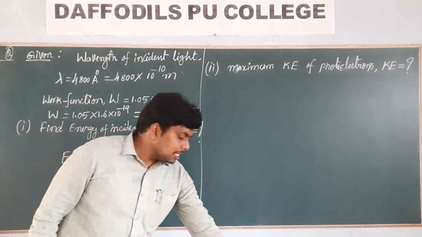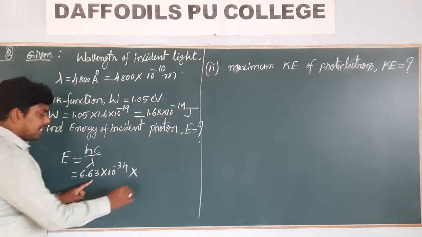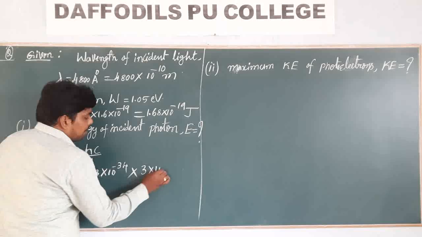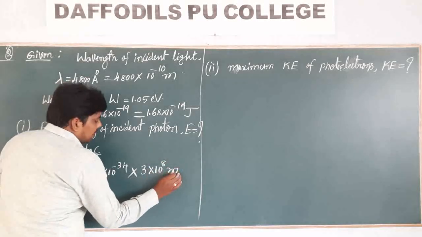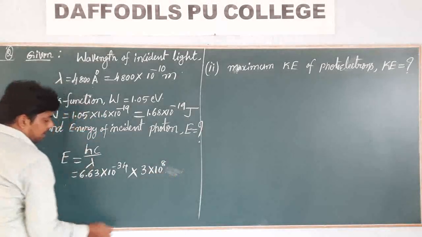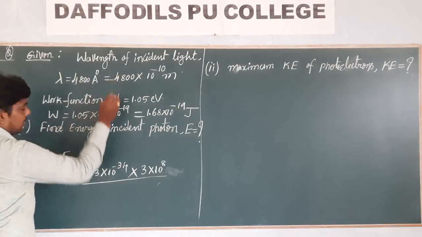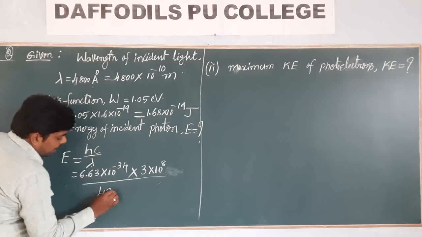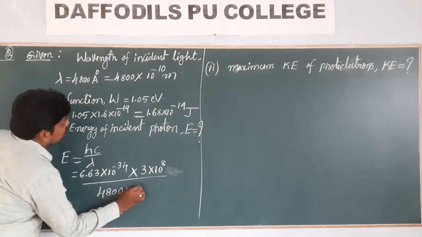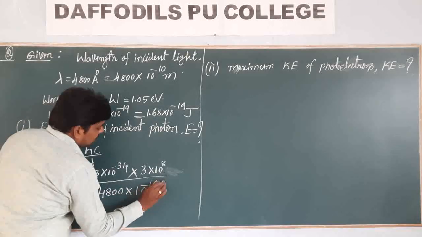Now c is what? The speed of light. What is the value of the speed of light? It is 3 into 10 to the power 8 meter per second. Now write the unit. Next, lambda. Have they given the lambda? Yes. 4800 into 10 to the power minus 10.